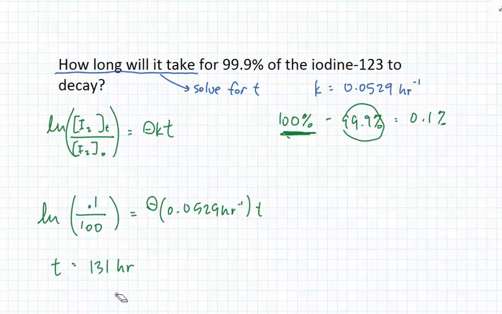So look at the initial problem up on the top of the page. Anything look coincidentally familiar about that number? Just move the decimal point. Okay, so we went from 13.1 hours, that was a half-life, and this is 131 hours. So how many half-lives? This was 10 half-lives.